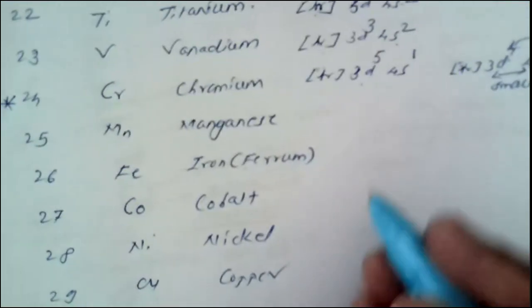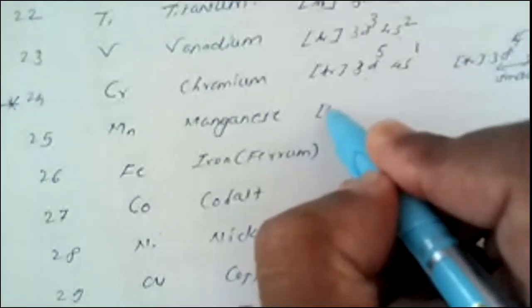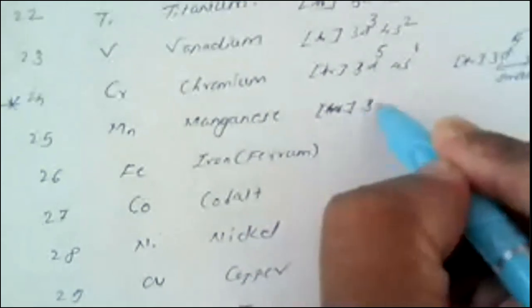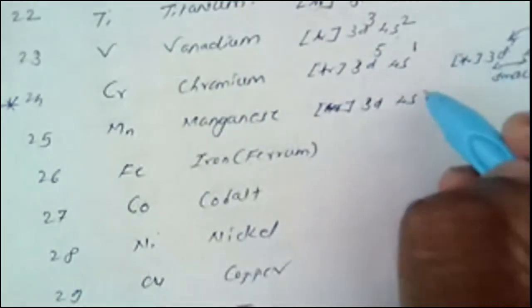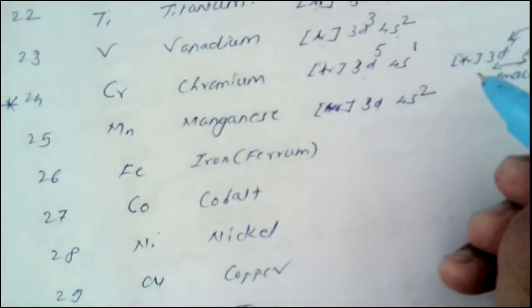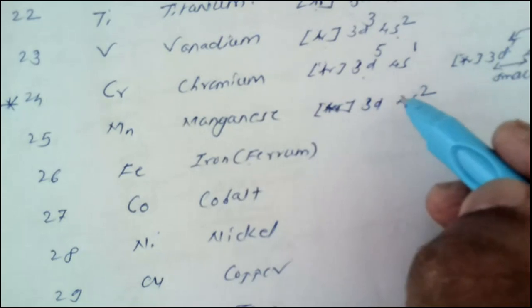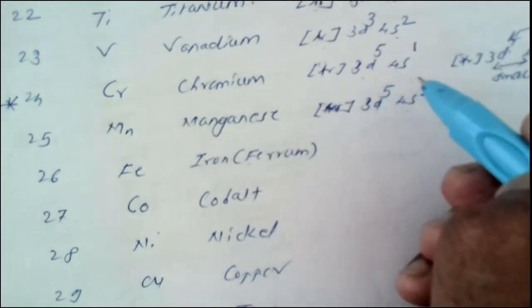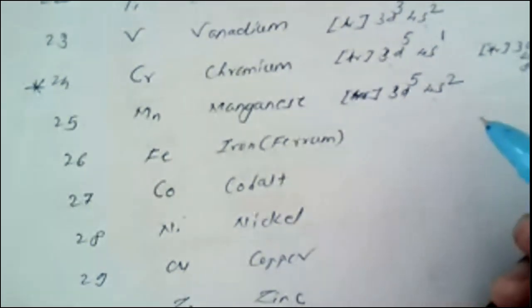Now, come to the central element, that is manganese. In terms of argon core, we have to write again, at manganese the continuous electronic build-up of electrons in 4s begins, that is 18 plus 2 is 20 plus 5 is 25. So manganese is having 3d5 configuration.